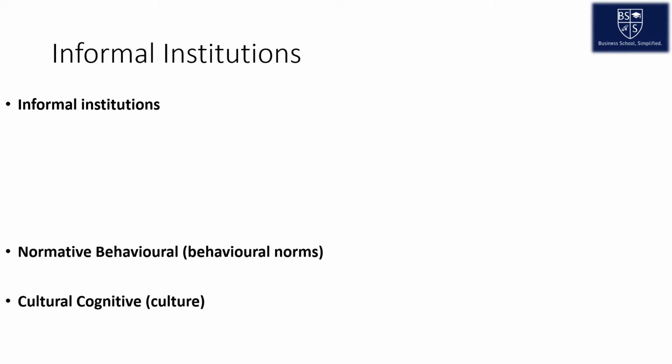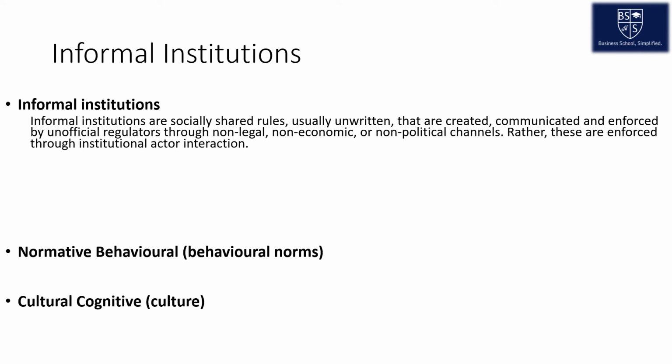Now, moving on to informal institutions. Informal institutions are usually unwritten, socially shared rules that are created, communicated, and enforced by unofficial regulators through non-legal, non-economic, and non-political channels. Rather, these are enforced through interaction between social institutional actors.